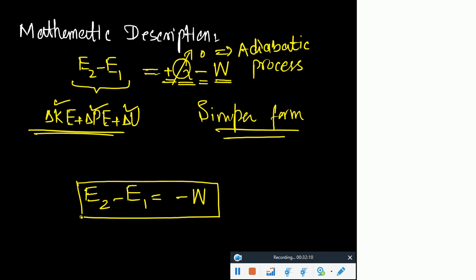Just remember this to avoid any confusion. Take it in this mathematical form. If the work is done on the system, just put another negative sign with the magnitude. If the work is done by the system, it would go straight away, right?